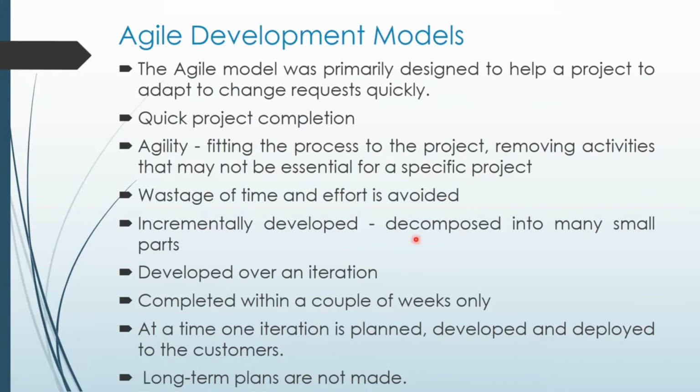If you take a whole project, it has to be adapted to change requests, so we divide that whole project into small parts, module by module. Incrementally, one module at a time can be developed and produced, developed over an iteration. Incremental makes use of iteration only, right? Iteration means that after completing one process, it goes to the next process.